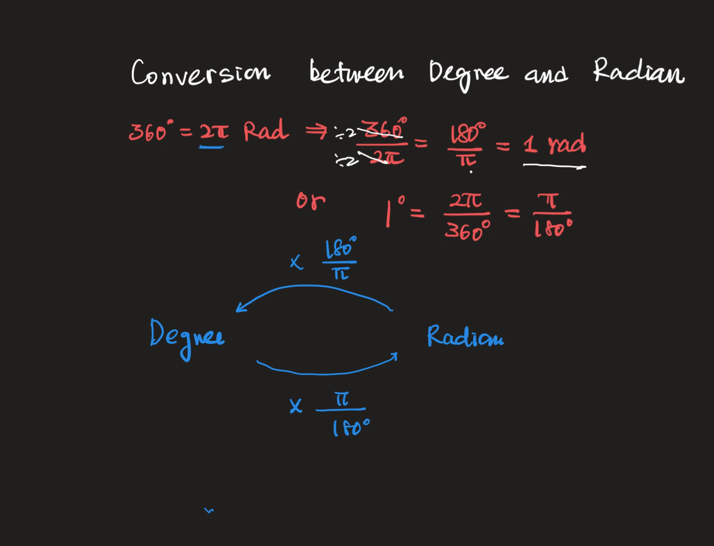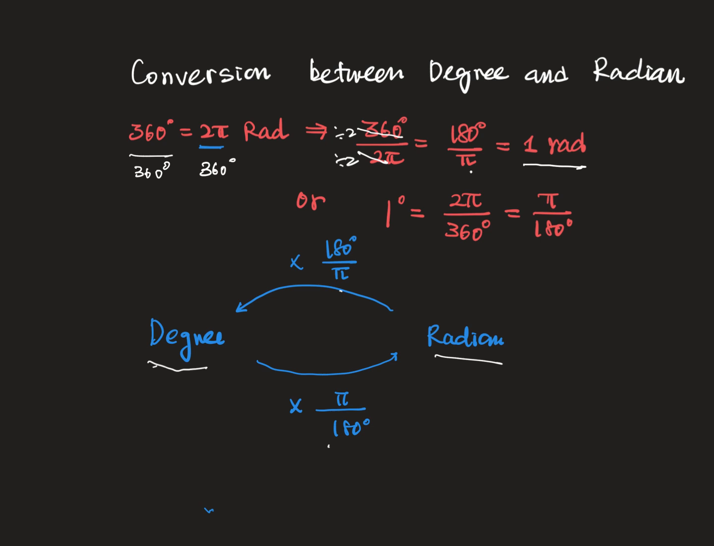Another way, you divide by 360 on both sides, and you see that 1 degree is going to be 2 pi over 360. That's going to be pi over 180 degrees. So here is the conversion. When you want degrees to radians, you're going to times pi divided by 180. Radians to degrees, you're going to times 180 divided by pi. That's the conversion between degrees and radians.